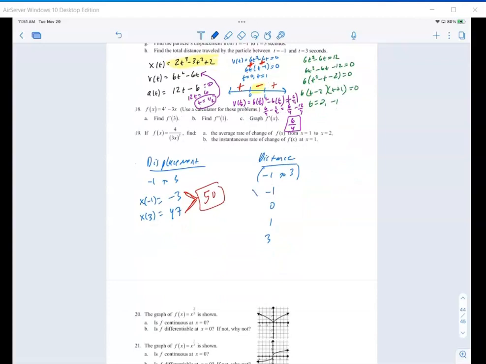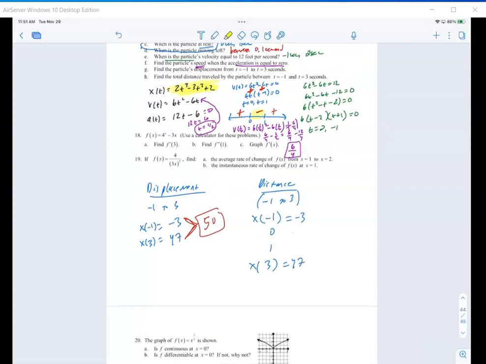Okay, I already figured out at negative 1 it was at negative 3. At 3 it was at 47. Going back into here again, plugging in at 0, it gives me 2. And 1, it gives me 1.